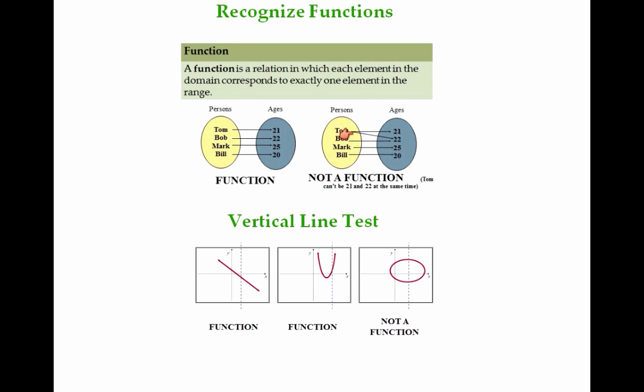However, this doesn't correspond to a function. If I can find from my ordered pairs that one number from the domain maps to two different numbers in the range, that means that's not a function. That violates the definition of a function. And we can easily find that using a vertical line test.